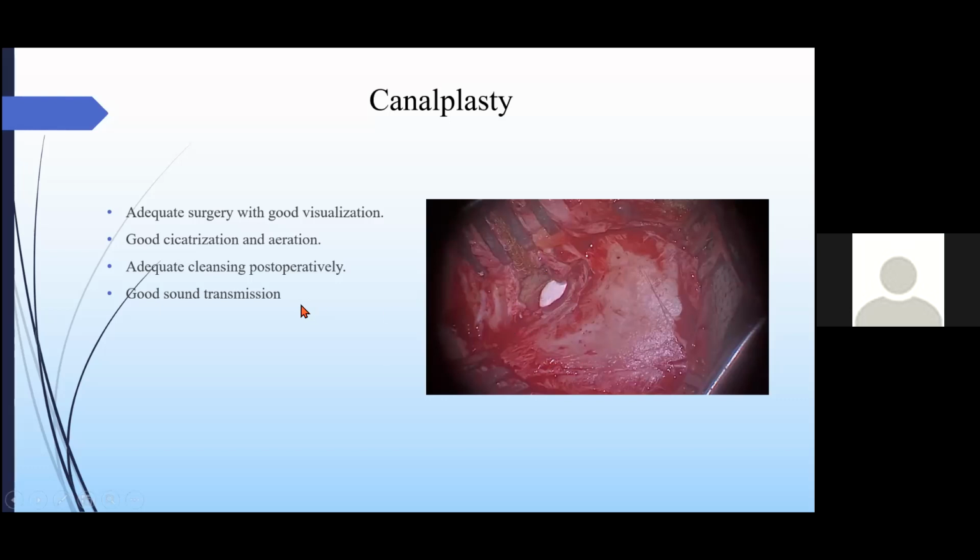Why is it required? Because it provides us good, adequate surgical exposure and good visualization of the important mastoid structures. Good cicatrization and aeration are also achieved in the postoperative period, and cleaning is also adequate if the canal is adequate. Sound transmission is also better, leading to further hearing improvement in surgeries we perform for hearing, especially in cases of inactive disease. So we should do the canaloplasty until we are able to see the complete annulus, to the limit where we don't have to move the microscope to and fro to adjust and see the annulus.